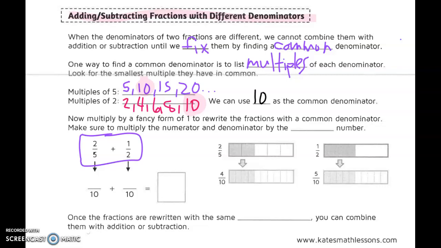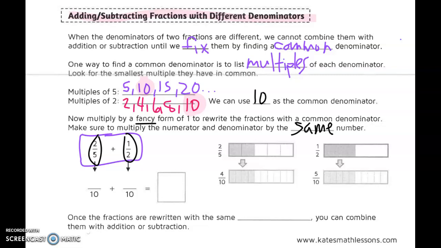as the common denominator. So what we're going to do is change 2/5 and change 1/2, not their values, but how they look. We can do that by multiplying them by a fancy form of 1. If we multiply anything by 1, it's going to stay the same number. So when we rewrite the fractions with the common denominator, all we're doing is multiplying them by 1, but in a fancy way, which I'm going to show you here in a second. We're going to make sure to multiply the numerator and the denominator by the same number.